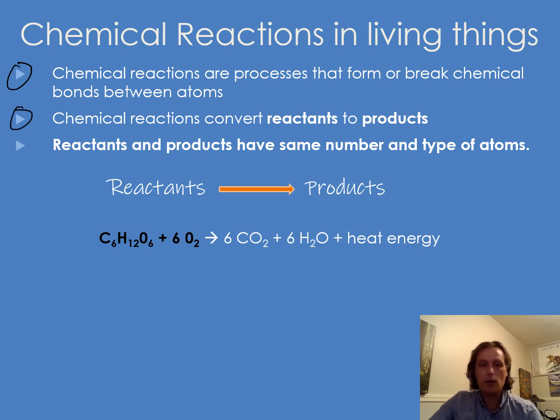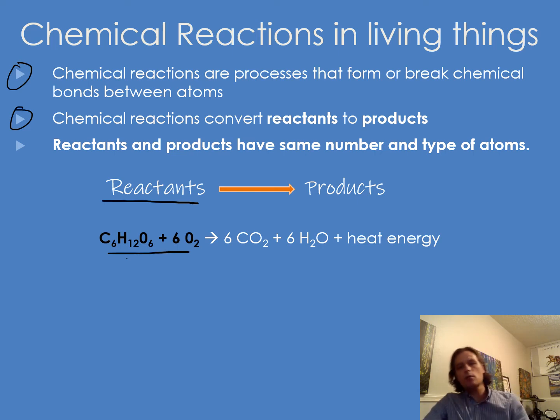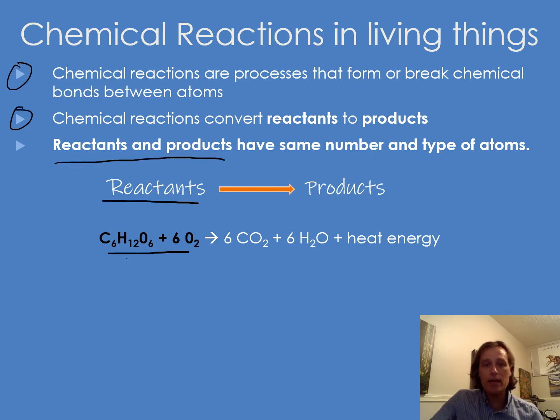Chemical reactions convert reactants to products. So when we say reactants, we mean basically the ingredients. In the case of respiration, right here, those are the reactants. They convert reactants to products. Reactants and products in a chemical reaction have the same number and type of atoms.